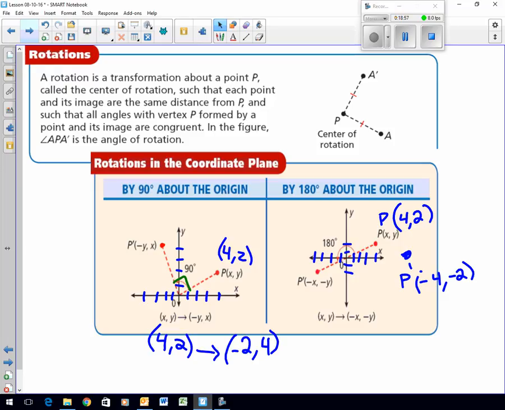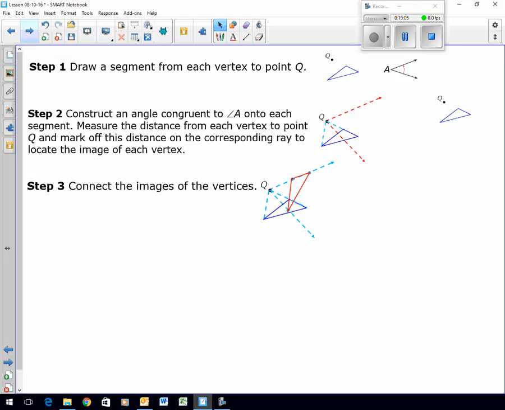All right. Last thing. Get into good stuff. No questions on this so far. How do we do these things? What if I was going to draw these things out? It says draw a segment from each vertex to point Q. Construct an angle congruent to A on each segment. Measure this from each vertex to point Q. Mark off the corresponding ray at each vertex. Awesome. You want to do it that way? No problem. This is how you can freehand all of that.